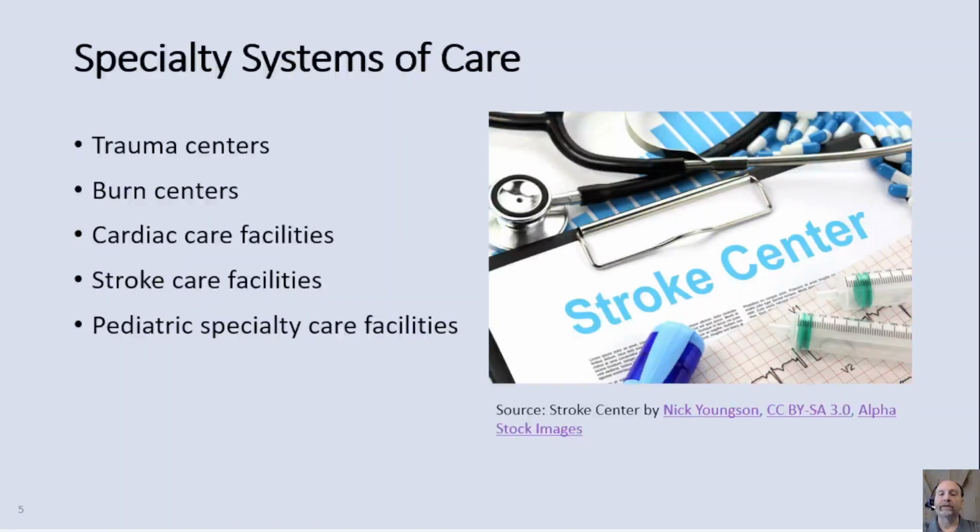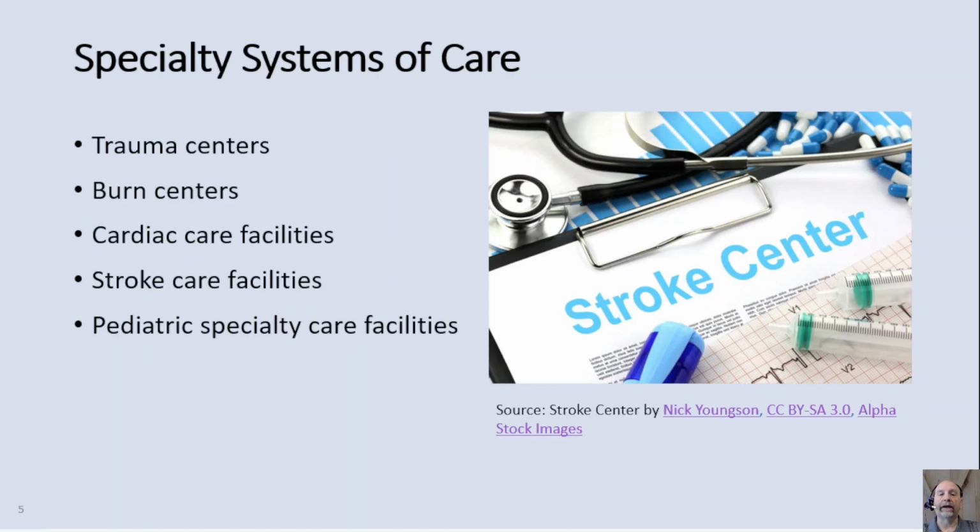Burn centers offer specialized care for patients who have sustained significant burns. They provide comprehensive treatment from initial emergency treatment to long-term rehabilitation. Using state-of-the-art facilities and a multidisciplinary approach, burn centers not only focus on wound care and surgical interventions, but also provide emotional and psychological support for patients on their journey to recovery.